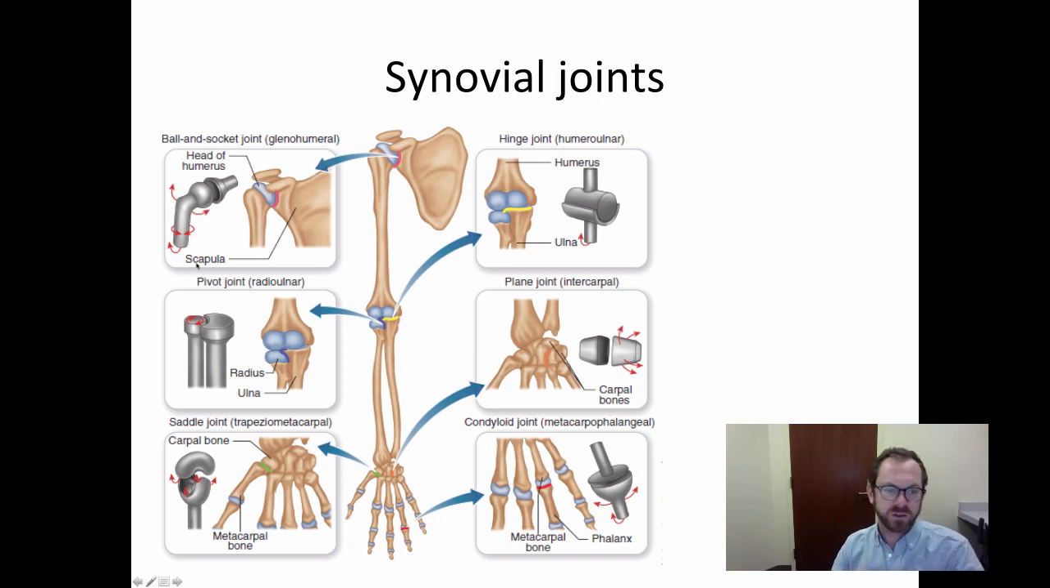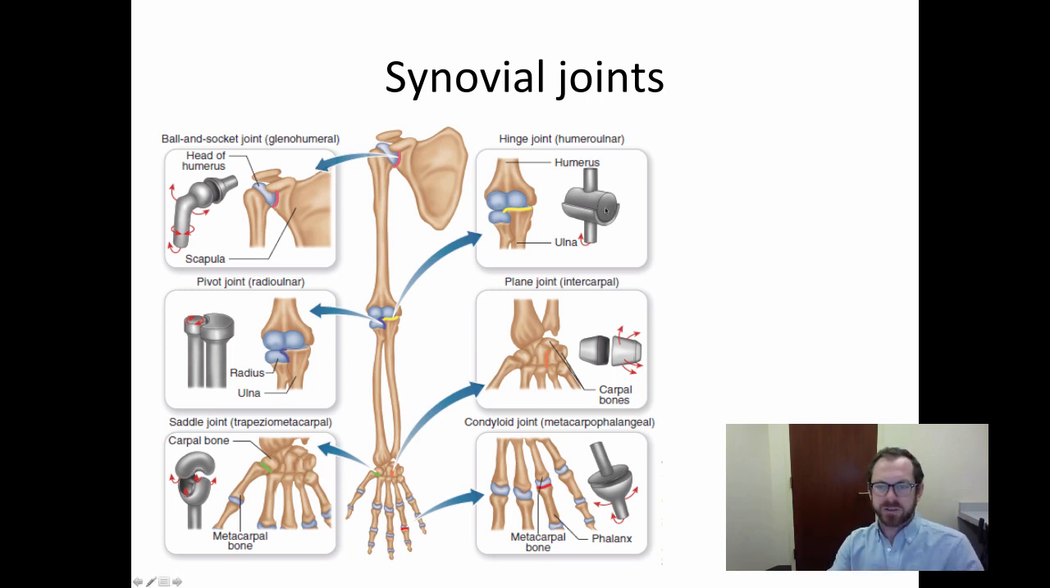Next is a pivot joint. This is best illustrated by your radius and your ulna, and this allows you to make this rotating pivot motion. A saddle joint is found at your trapezium and your first metacarpal, and this allows you to make this kind of opposing action.